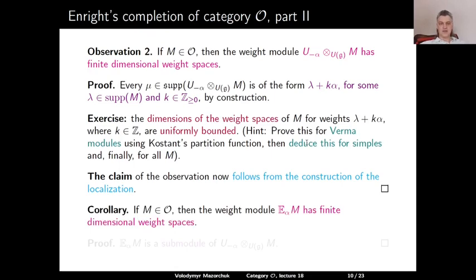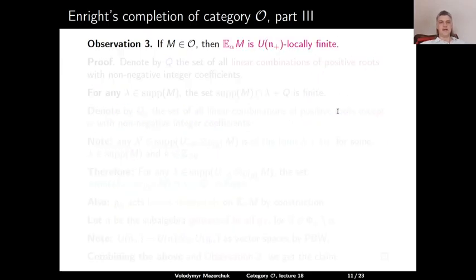As a consequence of this, if we start from a module in O and take its Enright completion, we will get a weight module with finite dimensional weight spaces. Indeed, Enright's completion of M is by definition a submodule of this localization. Next, we discuss the property that Enright's completion sends modules in O to U(n plus) locally finite modules.